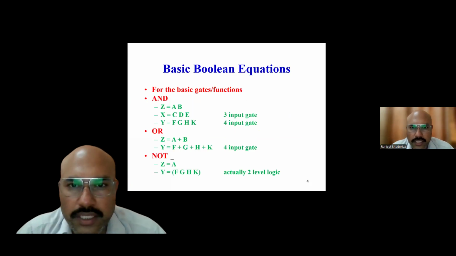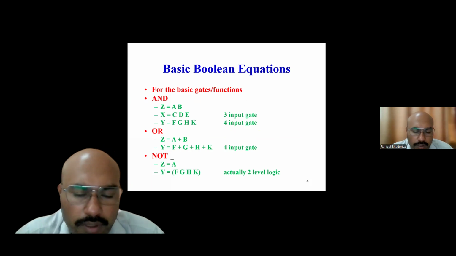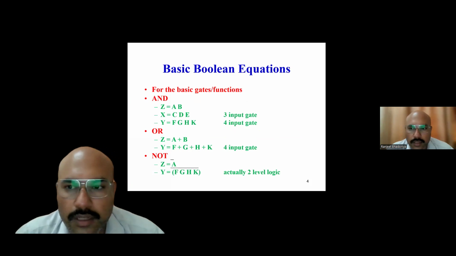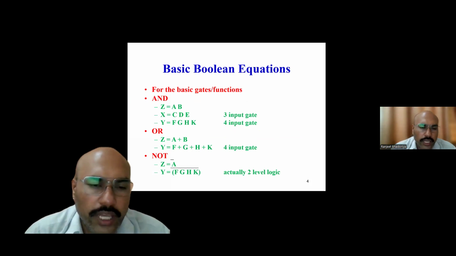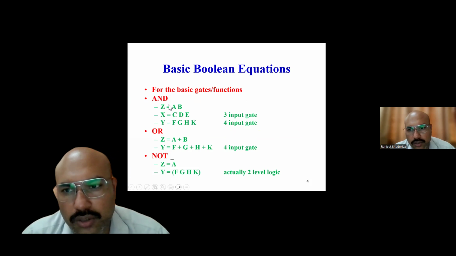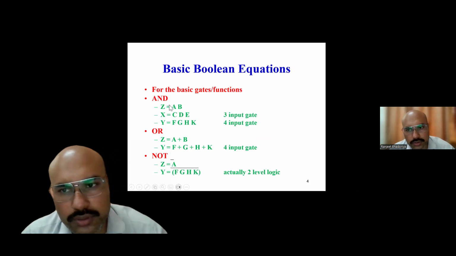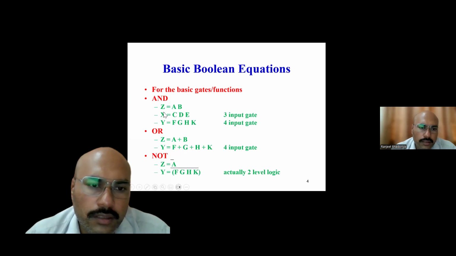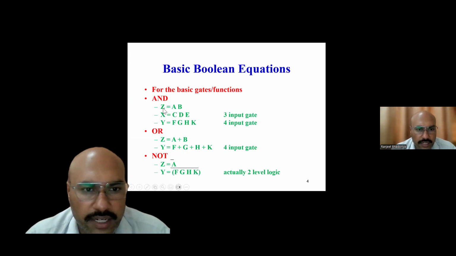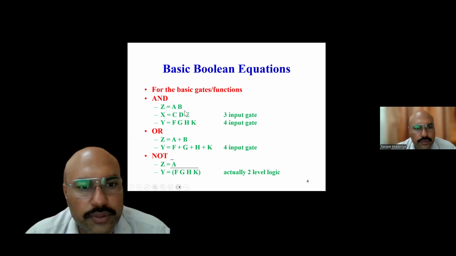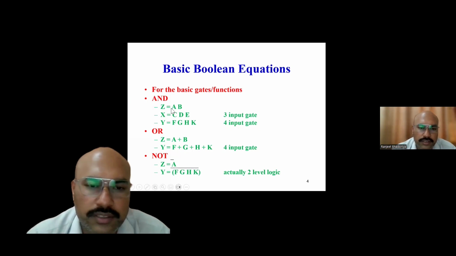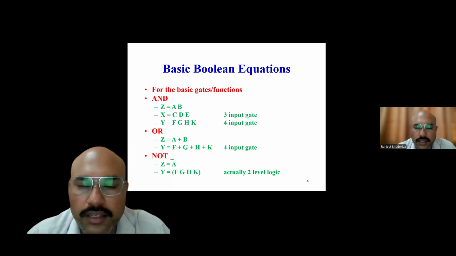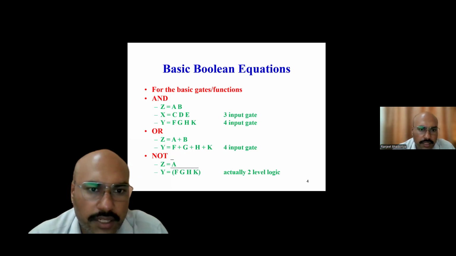So, what are the basic Boolean equations, and how are we going to use them in our calculations? As we know, we have the AND gate, OR gate, and NOT gate. According to those logic gates, we have some Boolean functions. Suppose there is an output Z with two inputs A and B, then the output Z will be the multiplication of both of them. Similarly, for a three-input AND gate, it is the multiplication of A, B, and C.